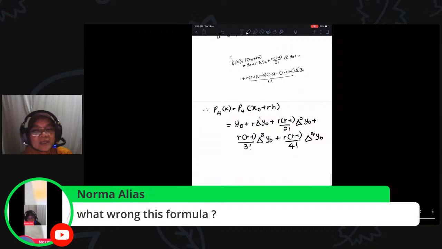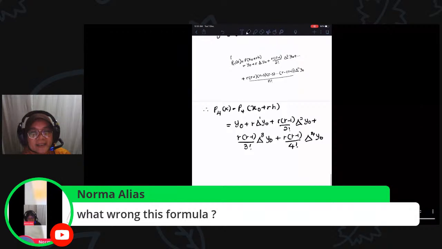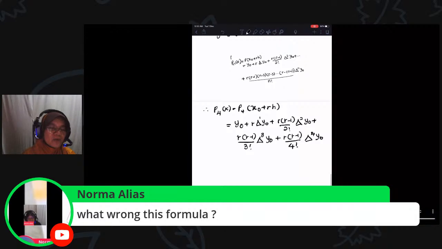So you need to use the table that I give you, del 1, del 2, del 3 till del 4. So that is the wrong of this formula. The second is 4 factorial is 4 times 3 times 2 times 1. 4 times 3, 12, times 2, 24, times 1. 3 factorial is 3 times 2 times 1.